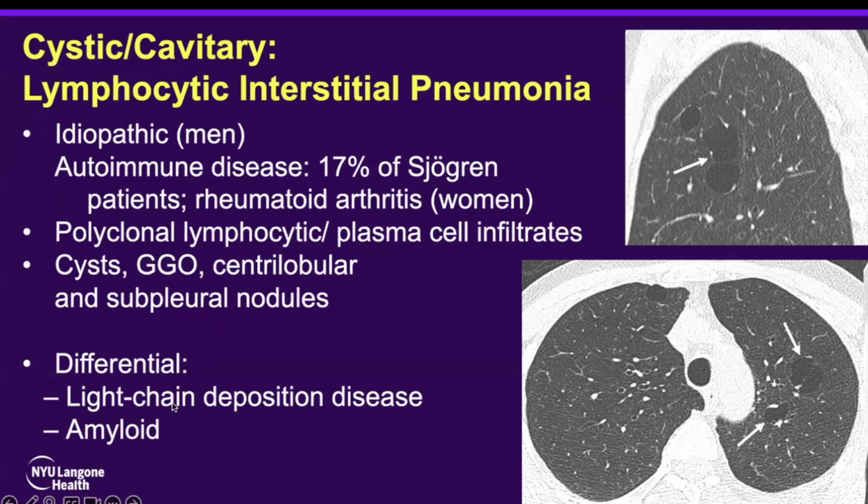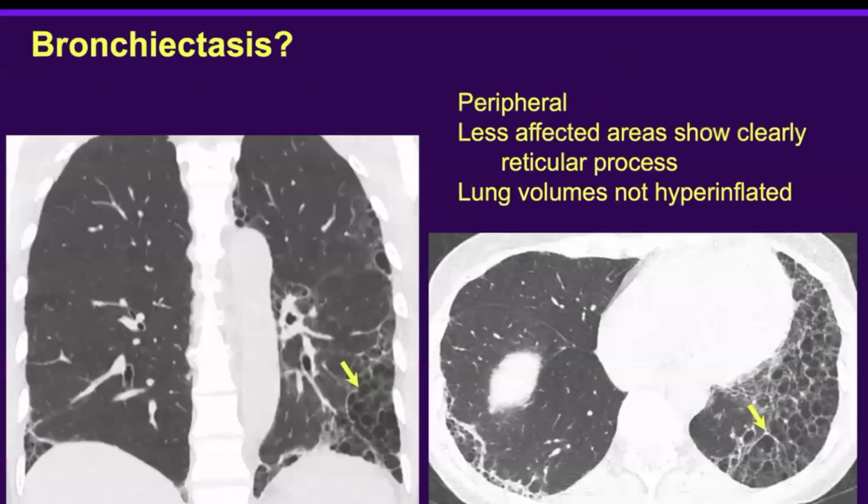And the differential diagnosis is light chain deposition disease and amyloid. And notice how these cysts are peribronchovascular in distribution, so therefore are in a similar location to bronchiectasis, but note how the walls are much thinner than is typically expected with severe bronchiectasis.